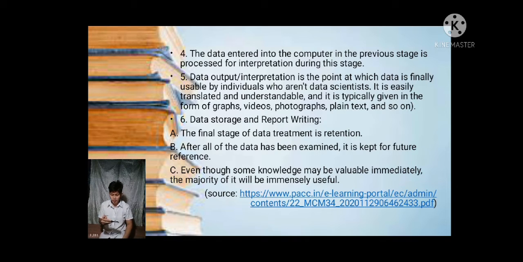4. The data entered into the computer in the previous stage is processed for interpretation during this stage. 5. Data output. Interpretation is the point at which data is finally usable by individuals who aren't data scientists. It is easily translated and understandable, and it is typically given in the form of graphs, videos, photographs, plain text, and so on. 6. Data storage and report writing.